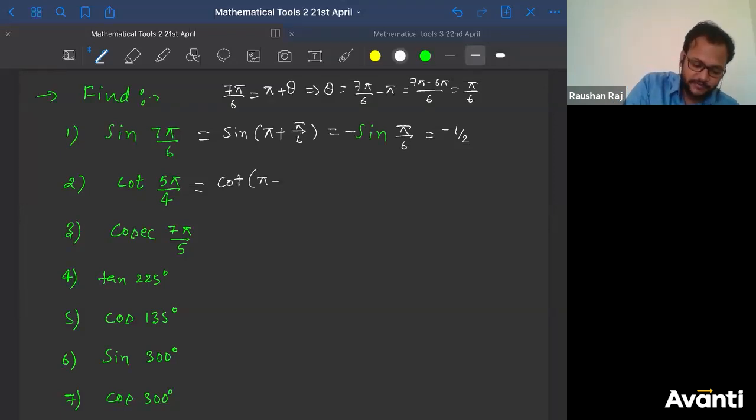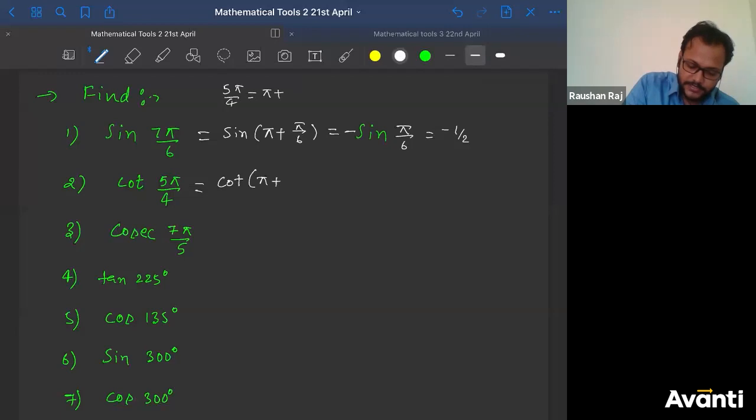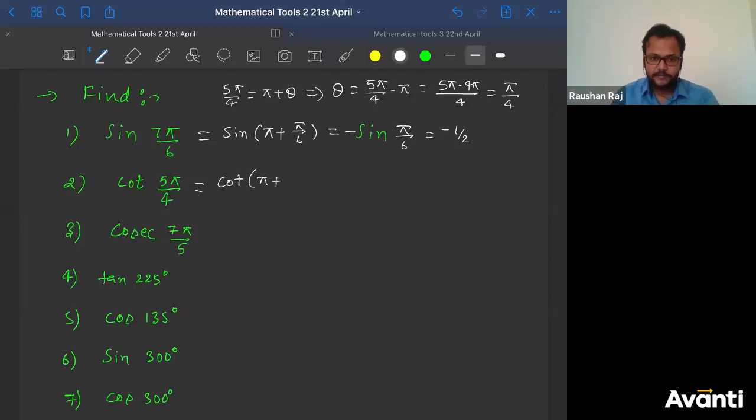I don't know that theta value, so let me find it here. 5 pi by 4 can be written as pi plus theta. So theta will be equal to 5 pi by 4 minus pi. So the answer will be 5 pi minus 4 pi divided by 4, which is pi by 4. So I can write 5 pi by 4 as pi plus pi by 4.